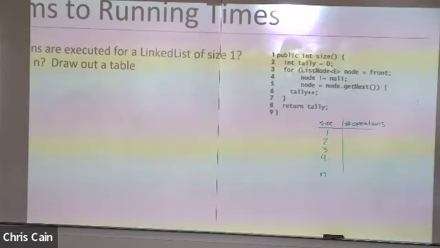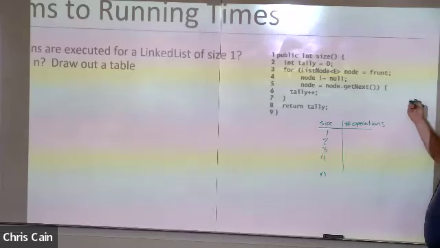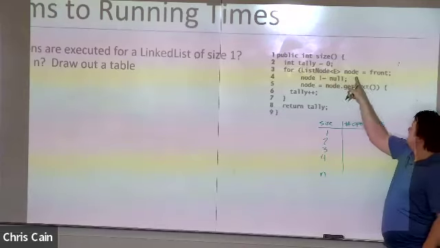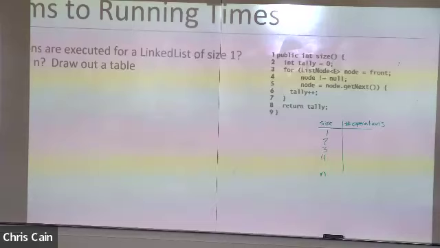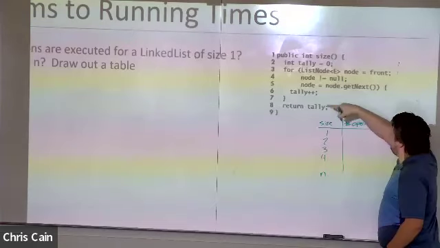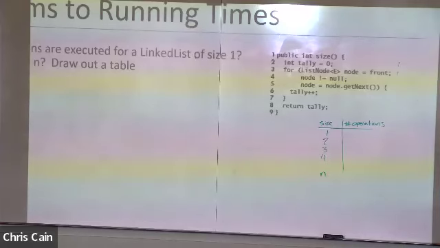Your table should look something like this, and the actual work is figuring out what goes in the number of operations side of the table. So when size is 1, how many times is each one of these things done? First line, how many times is it done? Once. How about setting the node to front? Once. We don't do that every pass through the loop, we just do it once as the loop initialization.